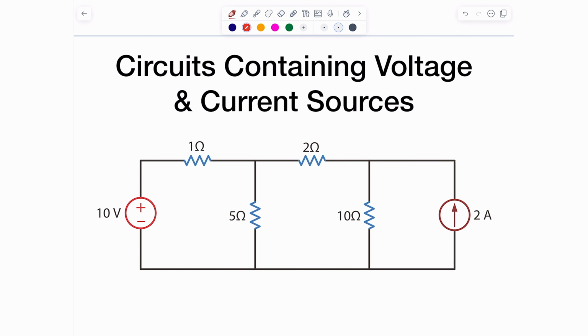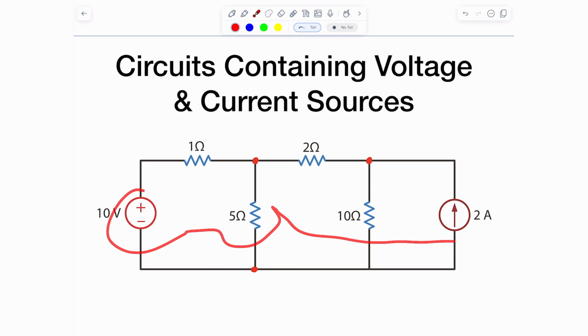I'll show you now how to perform nodal analysis on a circuit that contains voltage sources and current sources. So again, the first step is usually to identify the essential nodes. So I'll go ahead and identify them. I believe this is an essential node connecting 3 elements. This is another essential node connecting other 3 elements. And this one here at the bottom is an essential node that connects multiple elements too. It connects the source, the resistor, and so forth.